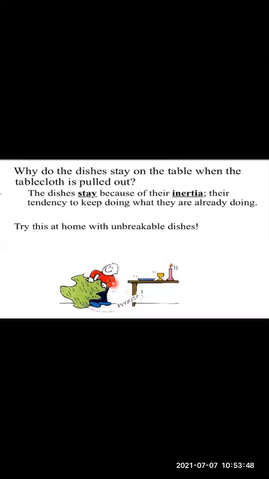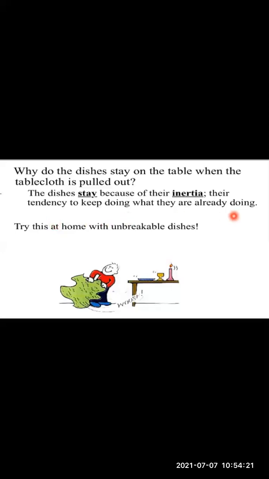Okay. By default, these objects should have fallen off or should have come out with the tablecloth itself. But definitely he is a magician. He is trying this trick with the help of simple physics. So we say, why do the dishes stay on the table when the tablecloth is pulled out? The dishes stay because of inertia. Their tendency to keep doing what they are already doing.